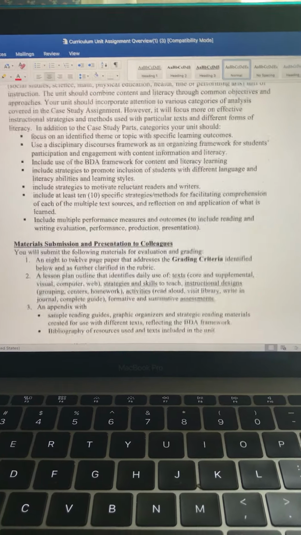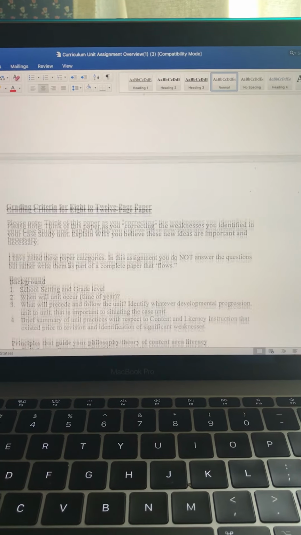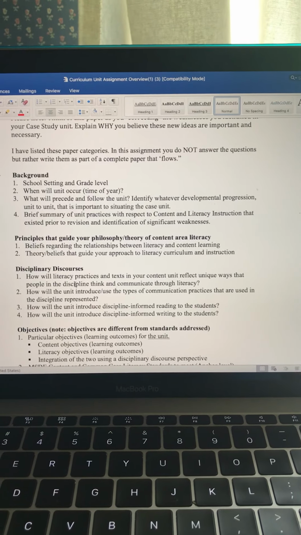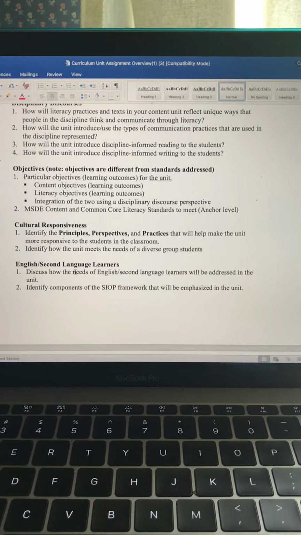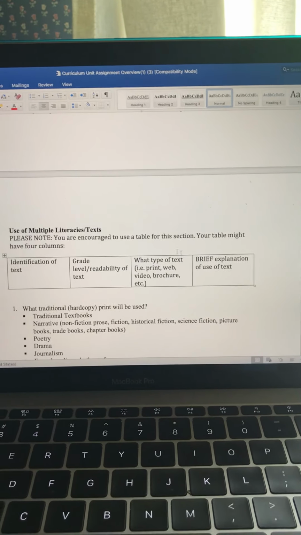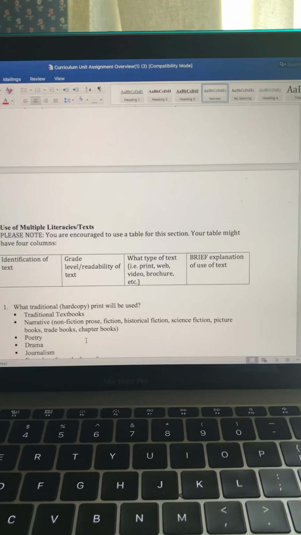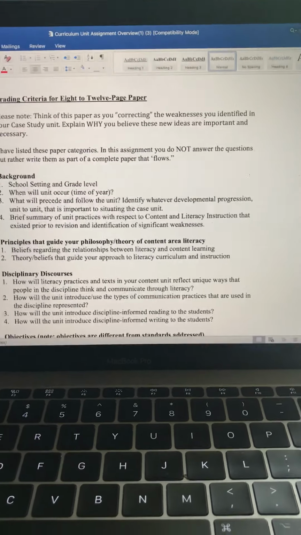So let me go ahead and run through again. This is your curriculum unit. This is what you have to have included, the items that you have to touch on. Again, it's in a narrative form unless it is specified, like in the use of multiple literacy section, where you can have the information in a table.